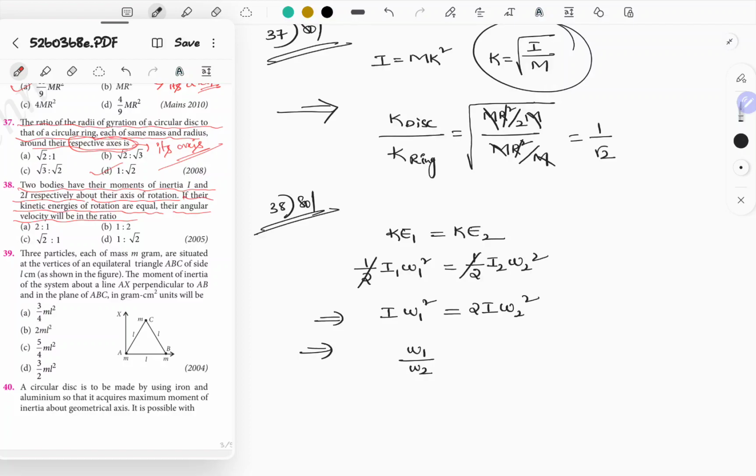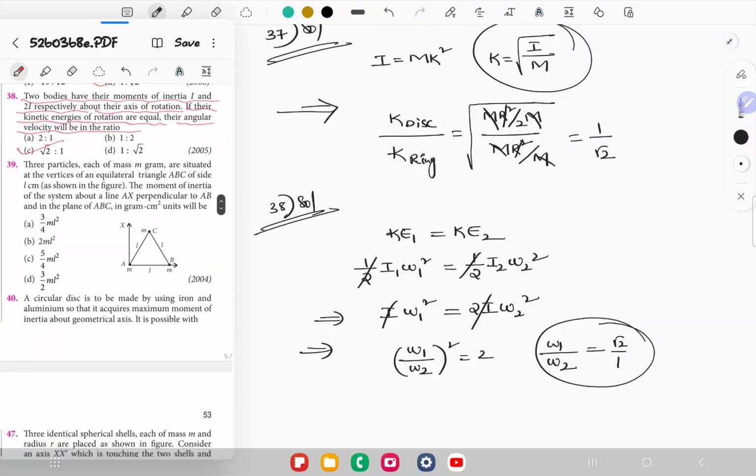Omega 1 by omega 2 whole square is equal to, I will get cancelled, we are going to get 2. Then omega 1 by omega 2, the angular velocity ratio, is equal to root 2 by 1. Root 2 is to 1 is the answer. Which option matches? Option C is the correct answer.